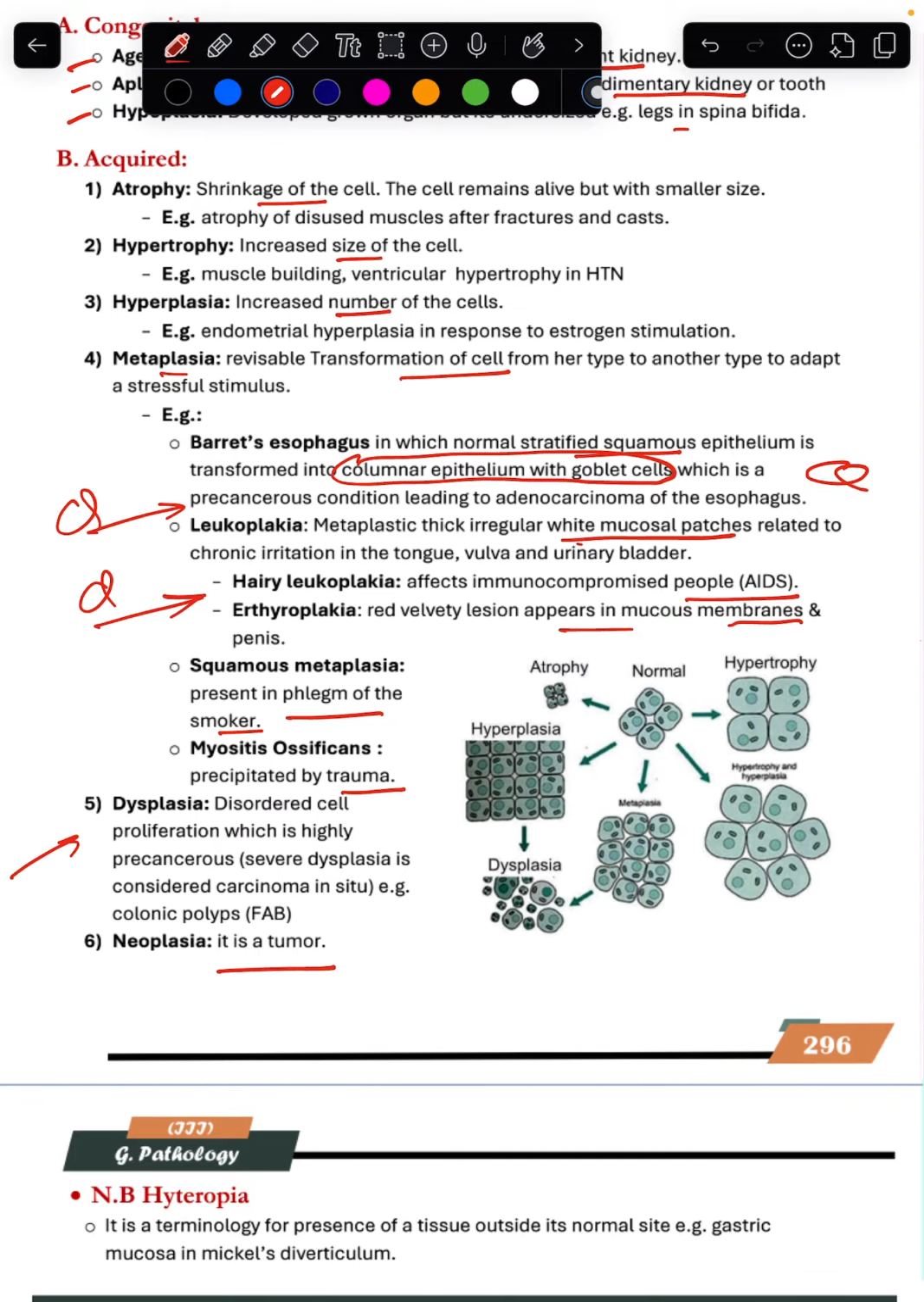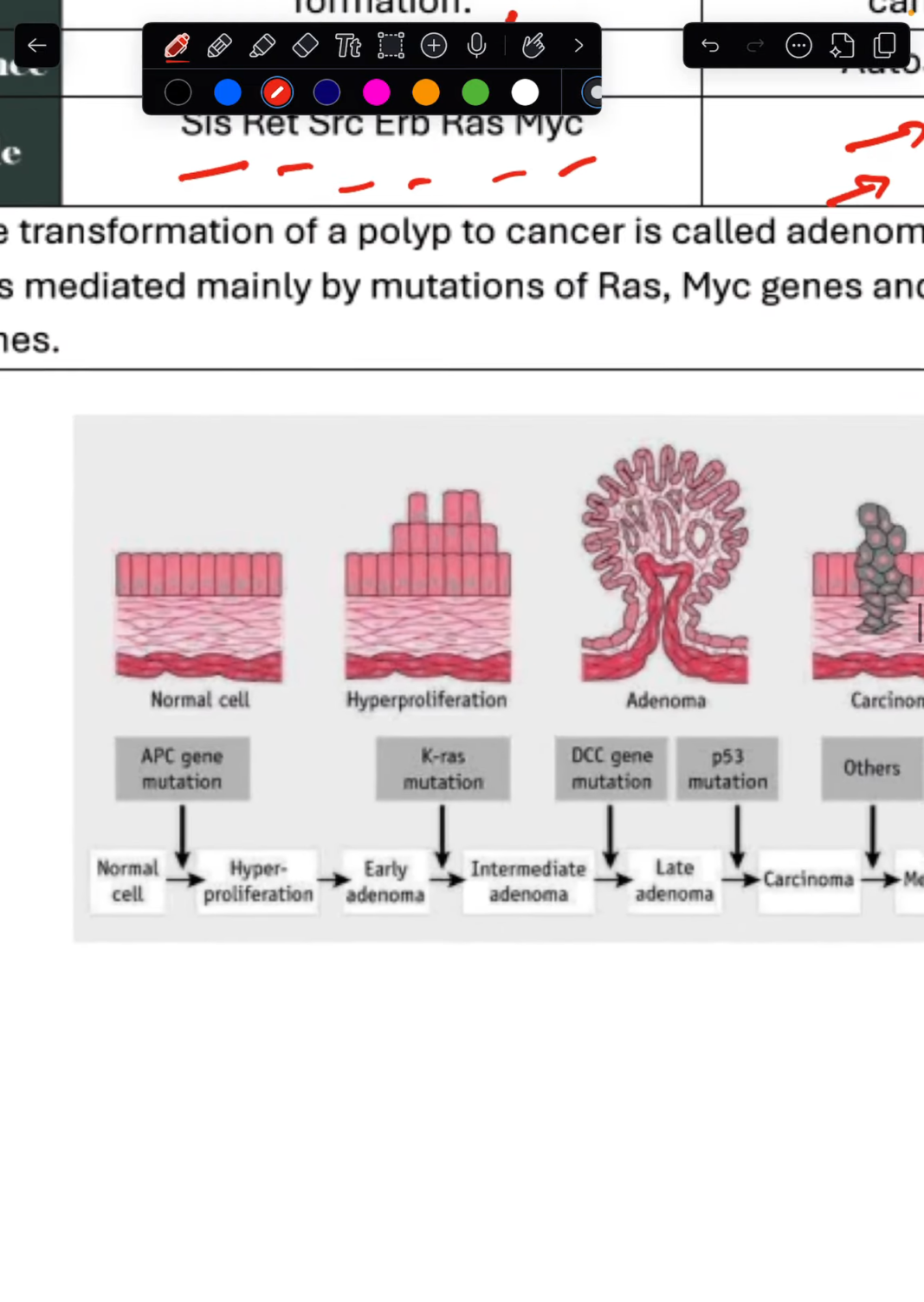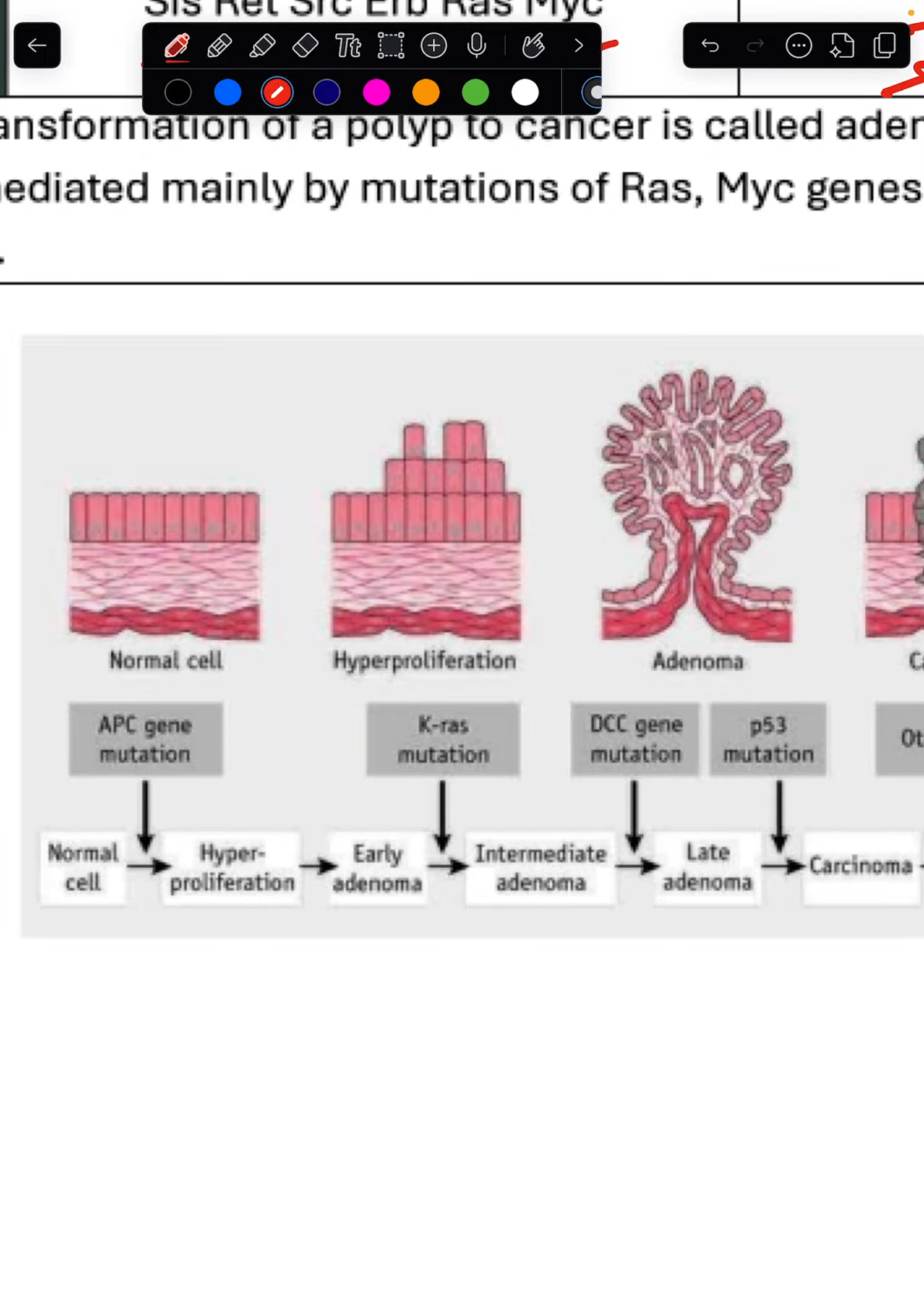Neoplasia is a tumor. So there are two types by etiology: oncogene and tumor suppressor. Oncogene is derived from the mutation of normal genes, proto-oncogenes, causing tumor formation. Autosomal dominant, cis. Myc, APC, BRCA1, BRCA2, and the P53 gene that prevent tumors. APC is the adenoma gene mutation.